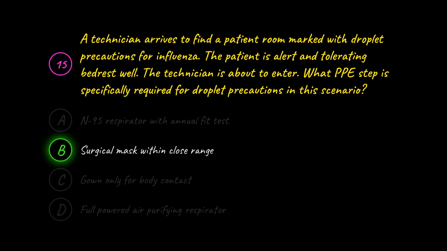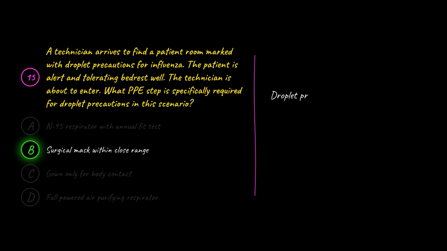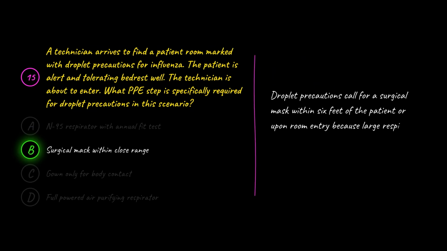The correct answer is B. Surgical mask within close range. B is correct because droplet precautions call for a surgical mask within 6 feet of the patient or upon room entry because large respiratory droplets travel short distances.